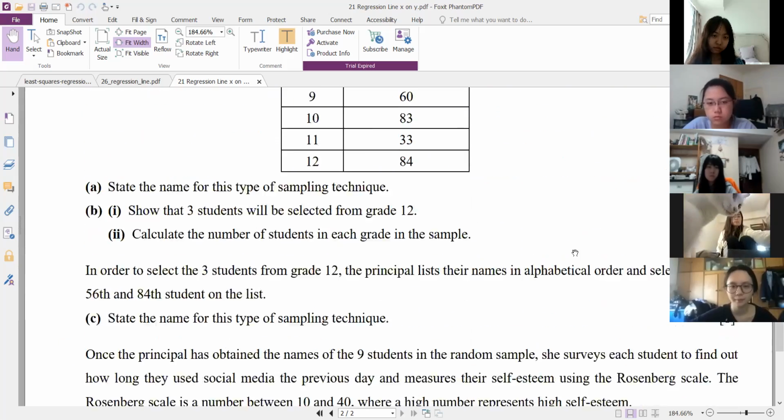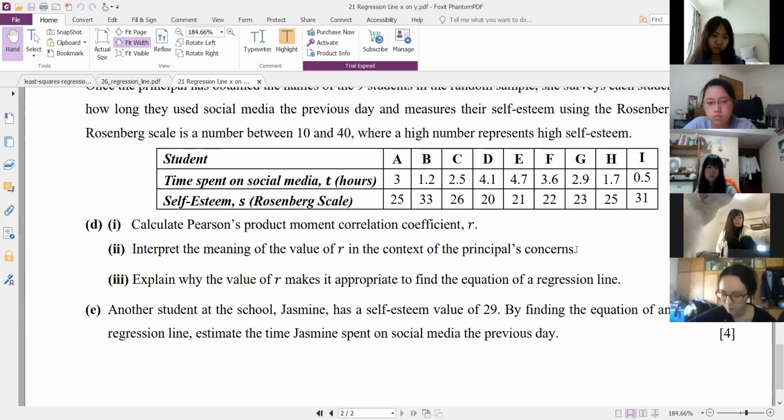Then there's another one that has to do with that. It is asking about another student, by finding the equation of an appropriate regression line. They never told you either T on S or S on T. So you will be the one to think which will be more precise, which will be more reliable. Estimate the time Jasmine spent on social media if the self-esteem is 29. So you have to be the one to decide, T on S or S on T.